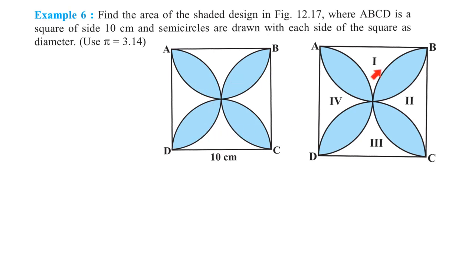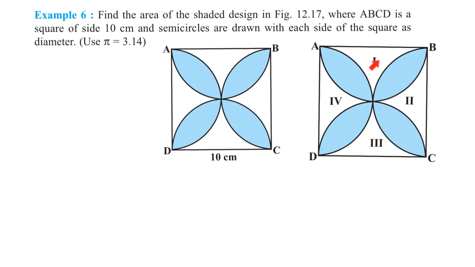Let us label the unshaded part as 1, 2, 3, 4. Now if we have to find the area of the shaded region, what we can do is we can find the area of the unshaded parts and then subtract it from the area of the entire square. We will get the area of the shaded parts. Okay, so let's get to work on it.